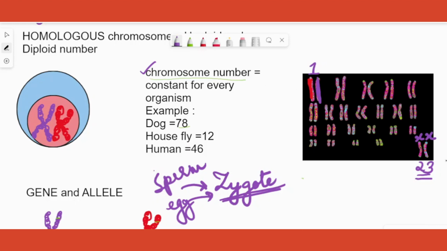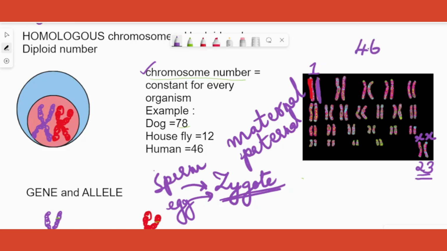Those pairs of chromosomes wherein one has come from the maternal side, maternal meaning from the mother, the egg cell, and the other from the paternal side, paternal meaning father, from the sperm, are called homologous chromosomes. So how many pairs of homologous chromosomes do we have? We have 23 pairs total, adding to 46 chromosomes. I hope that is clear.